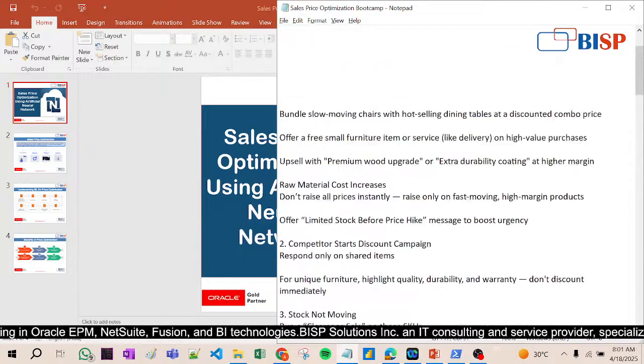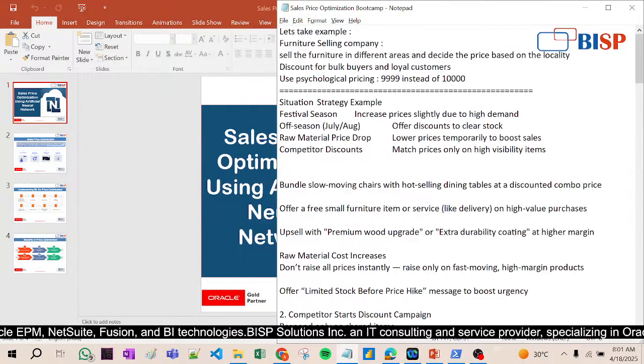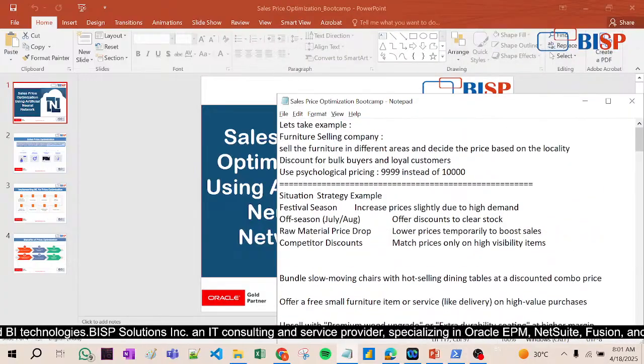Sales price optimization means changing the price, optimizing the price from time to time. For example, let's take an example. I have a furniture selling company, and I have so many outlets of my furniture shop. Depending on the area where you are selling the furniture, and also the product that you are selling in the area, the price is customized according to that.